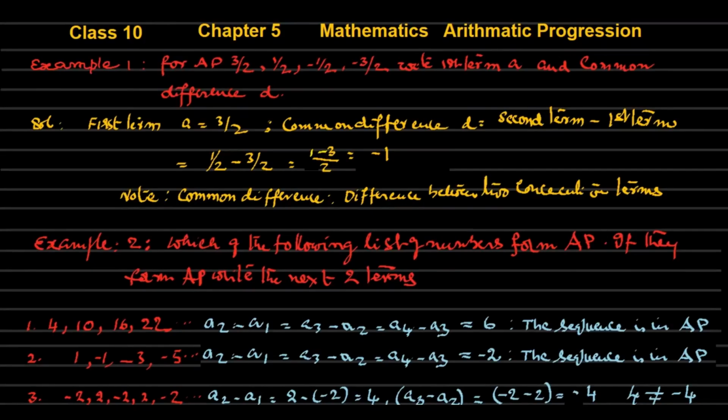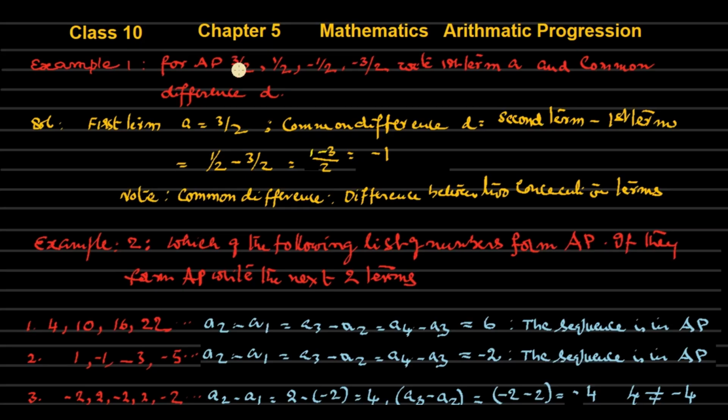Class 10, Chapter 5, Mathematics, Arithmetic Progression. Example 1 for AP. AP means Arithmetic Progression. 3 by 2, 1 by 2, minus half, minus 3 by 2. Write first term A and common difference D.